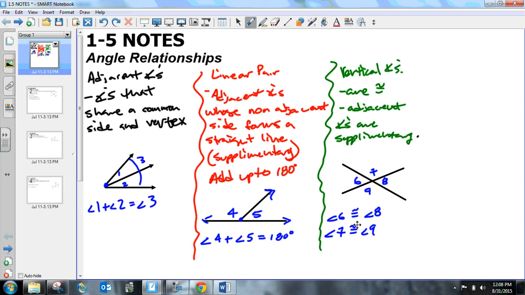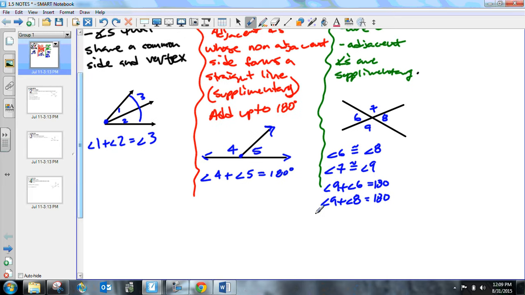But then I can also say that angle 9 plus angle 6 is equal to 180 because they form a linear pair. They're supplementary. You can say that about 9 and 8, so angle 9 plus angle 8 is equal to 180. We can say that angle 6 plus angle 7 add up to 180. And then I also know that angles 8 and 7 also add up to 180.